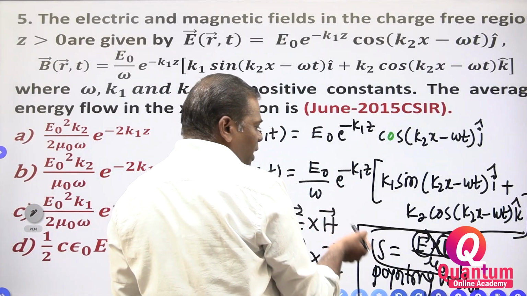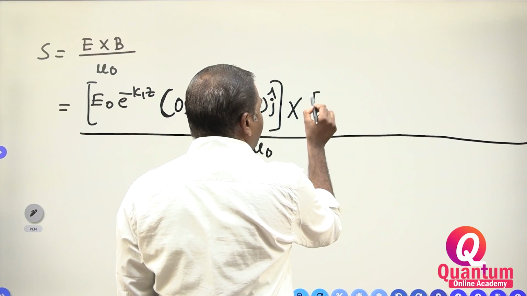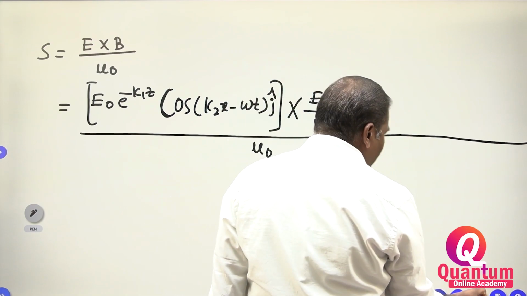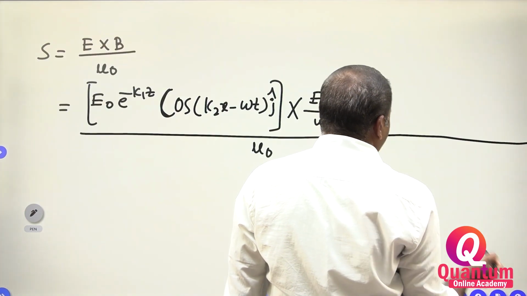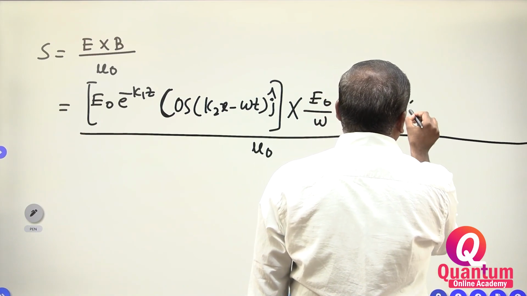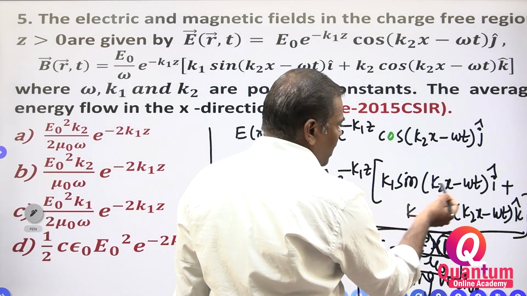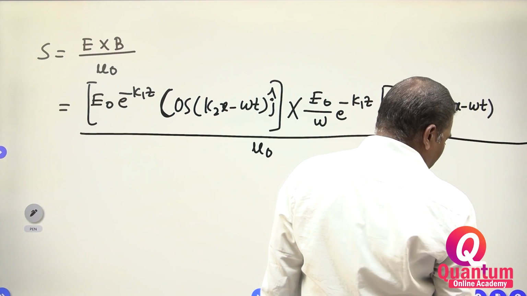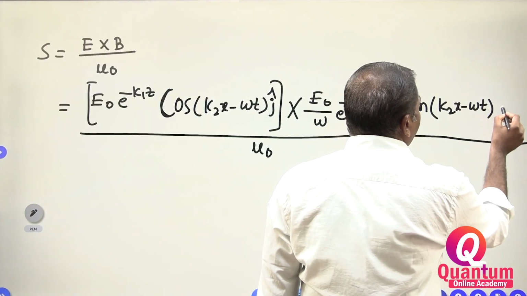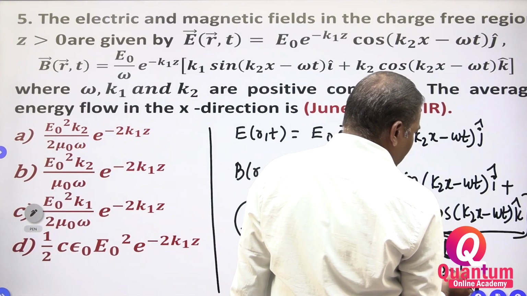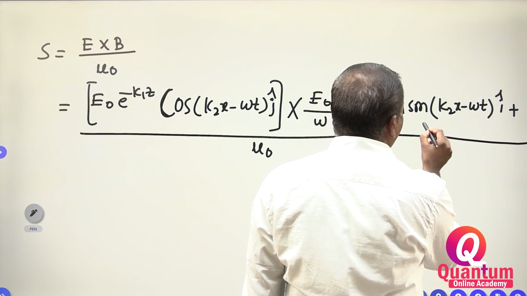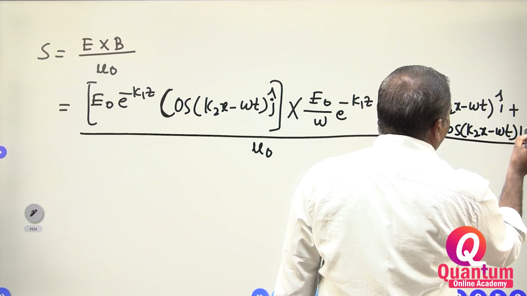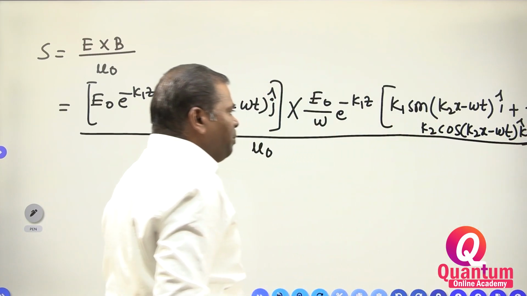What is the B value? B is equal to E naught by omega e to the power of minus k1z into, k1 into sin(k2x minus omega t) into i cap, plus k2 into cos(k2x minus omega t) into k cap. This is the B value.